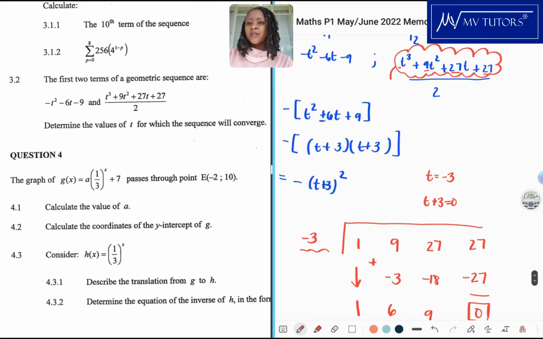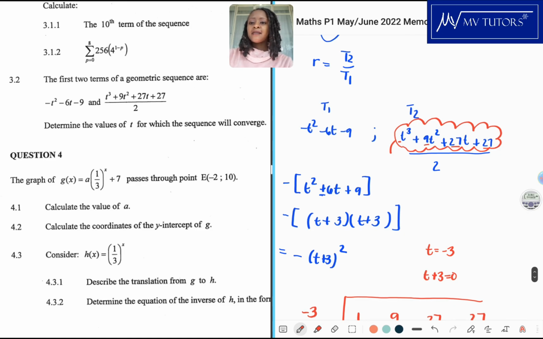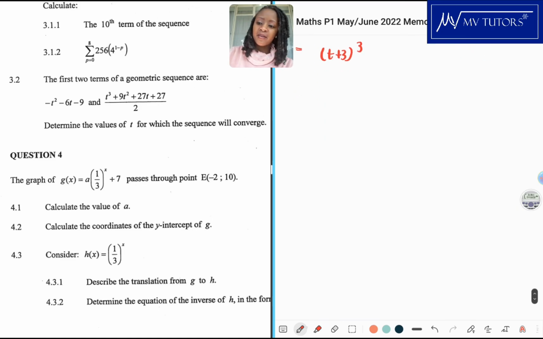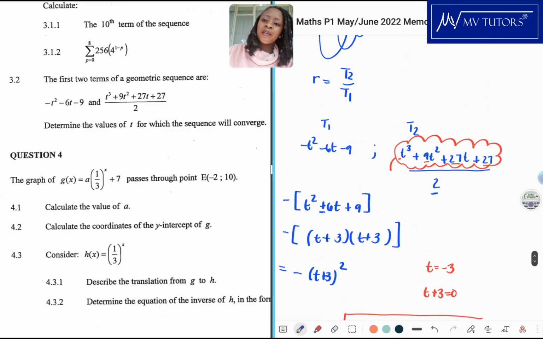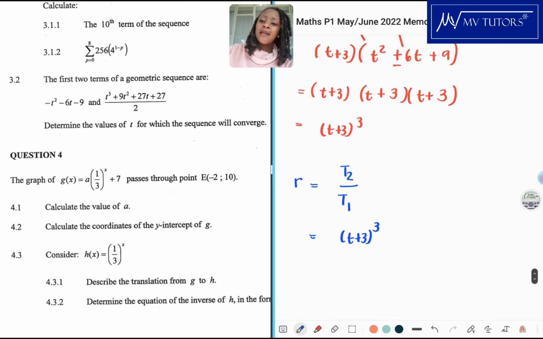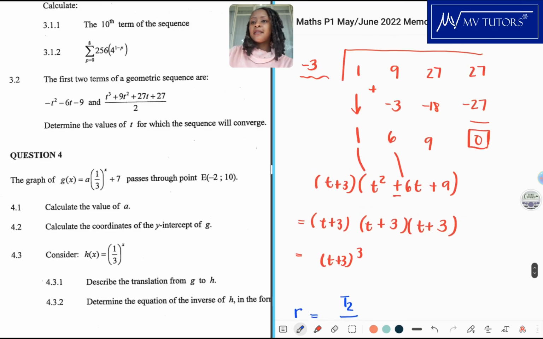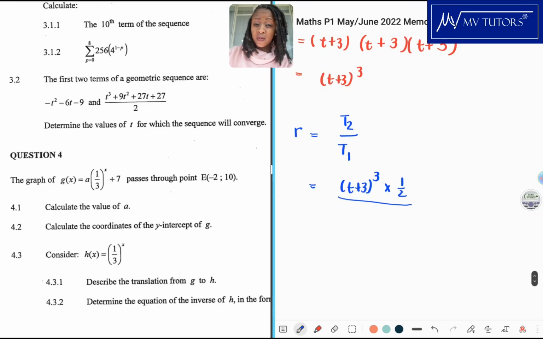Now let's get back to the question. My first term is -(t plus 3) squared. Remember, we're trying to get r. To get r, we're going to say t2 divided by t1. And what is t2? T2 is (t plus 3) cubed. Remember we had a half over here, so I'm just going to say multiply by a half. And t1 is negative (t plus 3) squared.